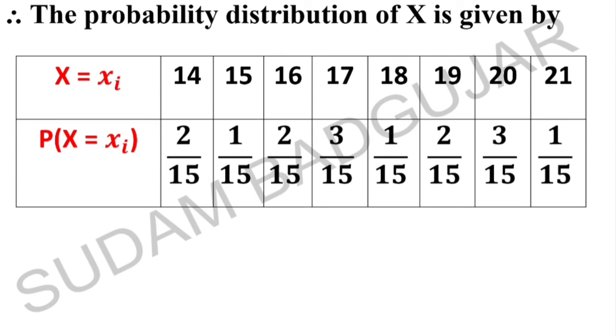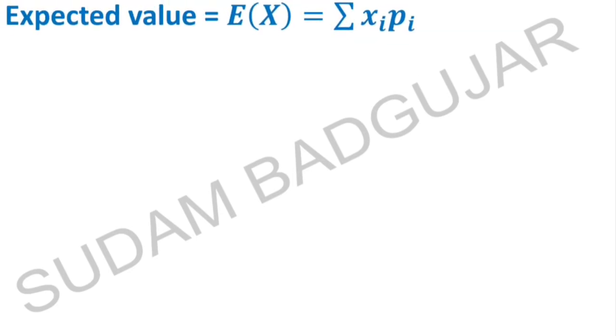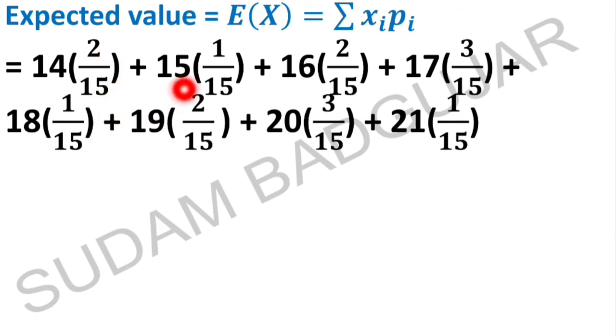Here xi's are known, their respective probabilities are also known, so you can easily find the expected value as well as variance and standard deviation. So first you have to find the expected value, that is E of x. What is E of x? Summation of xi pi. Substitute all values here, that is 14 into 2 by 15 plus 15 into 1 by 15 plus 16 into 2 by 15 plus 17 into 3 by 15.